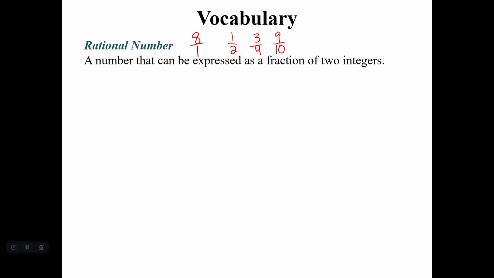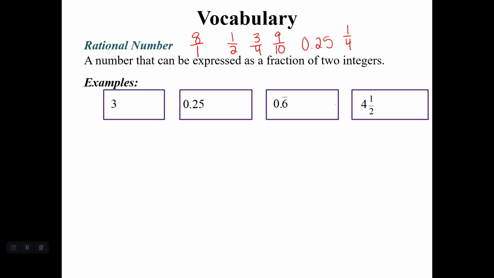And even decimals. There are a lot of common decimals that you know what they are in fraction form, but know that many decimals can be written as fractions. So here are some more examples again. 3, because it's 3 over 1, and my example above of 0.25, because it's 1/4. Some of you know that some repeating decimals can also be written as fractions. The two most common repeating decimals you probably know are 0.3 repeating, which is 1/3, and here it shows 0.6 repeating, which is 2/3. Also mixed numbers, we can write mixed numbers as improper fractions, and so those are all examples of rational numbers.